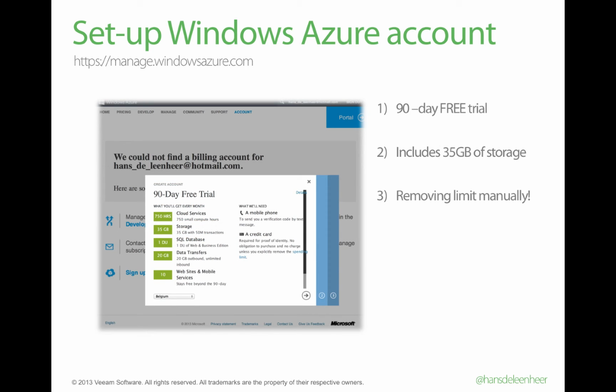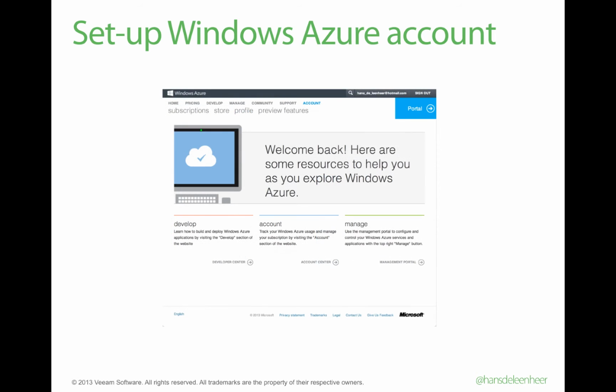So here are the 3 key points. With your first account, you can have a 90-day free trial, including already 35 gigabytes of storage. Okay, and let's start. We've set up that billing account, and now we are in the main portal where we can go to the management portal.